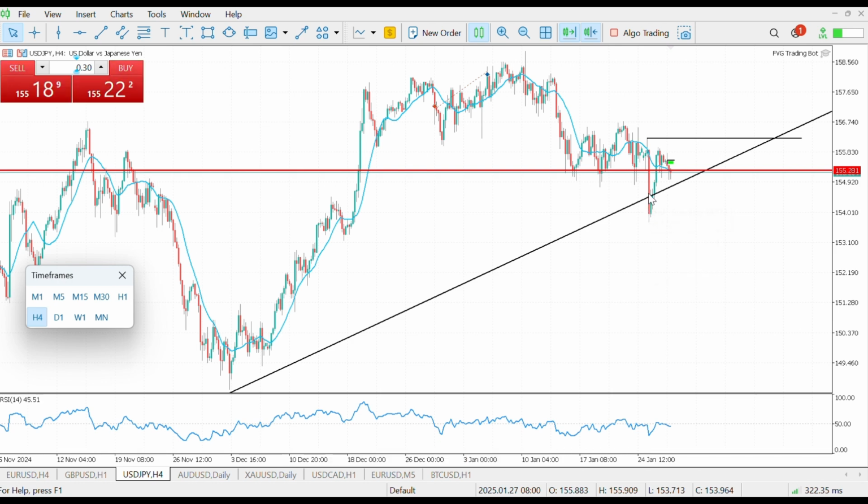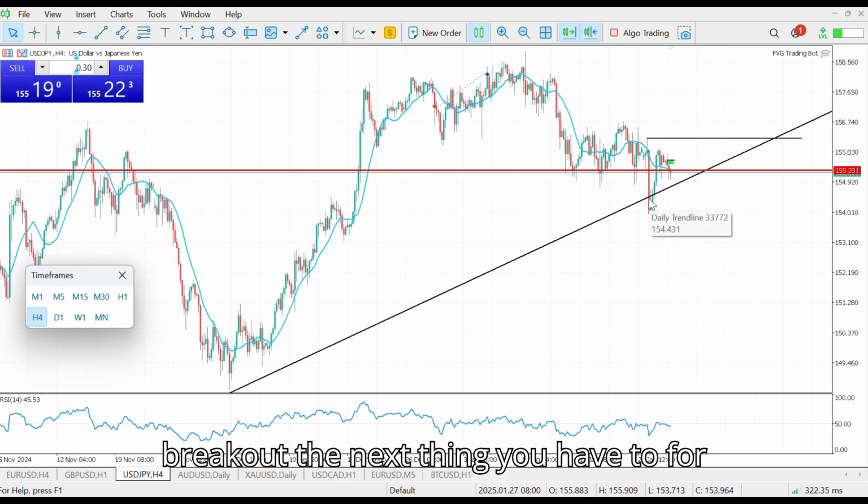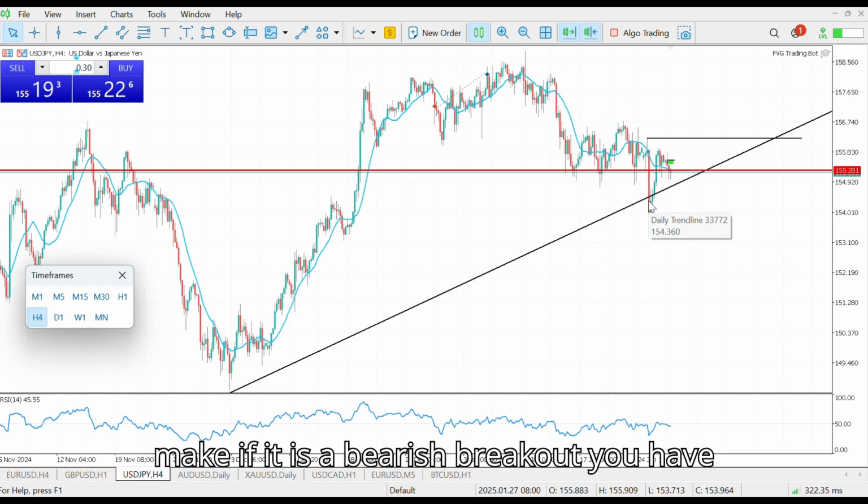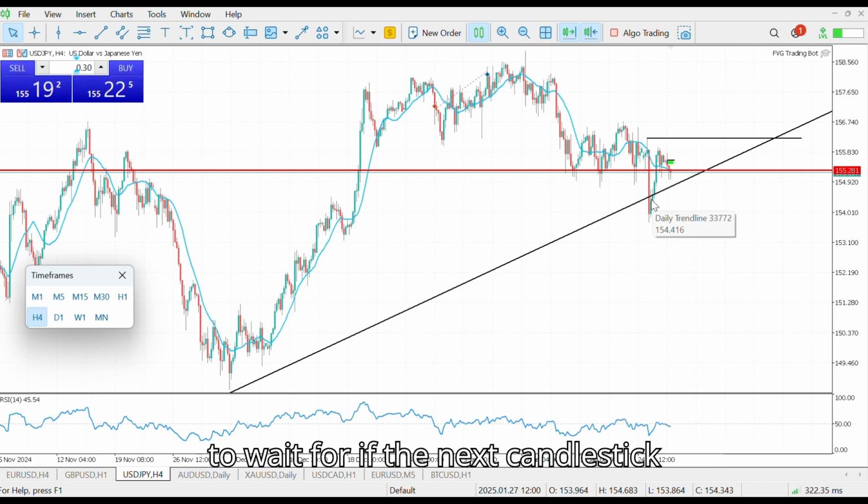Now, there is a principle that once there is a breakout, the next thing you have to do to confirm that breakout, if it is a bearish breakout, is to wait for it.